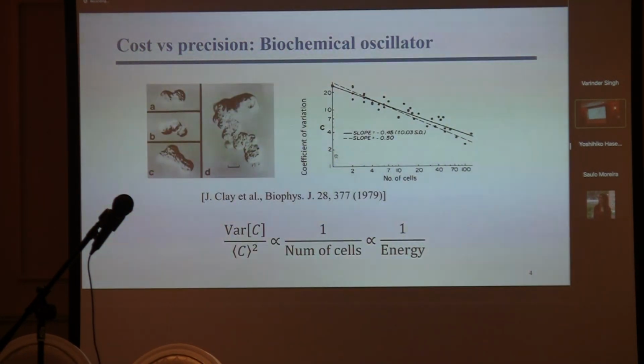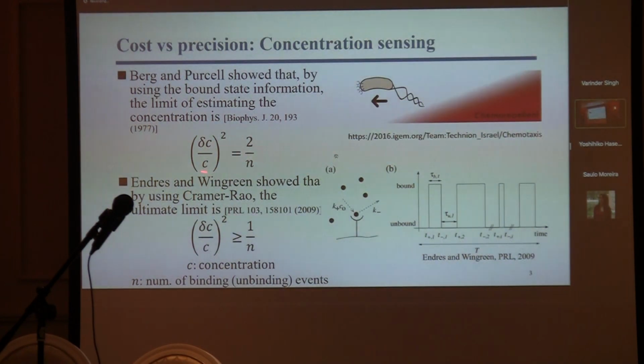This is known as the Berg-Purcell limit. Here, this is a receptor on a cell, and this is a ligand, and the ligand binds to the receptor and unbinds from the receptor, and this process can be described by a stochastic process, like this one. So this is the bound state, and this is the unbound state.